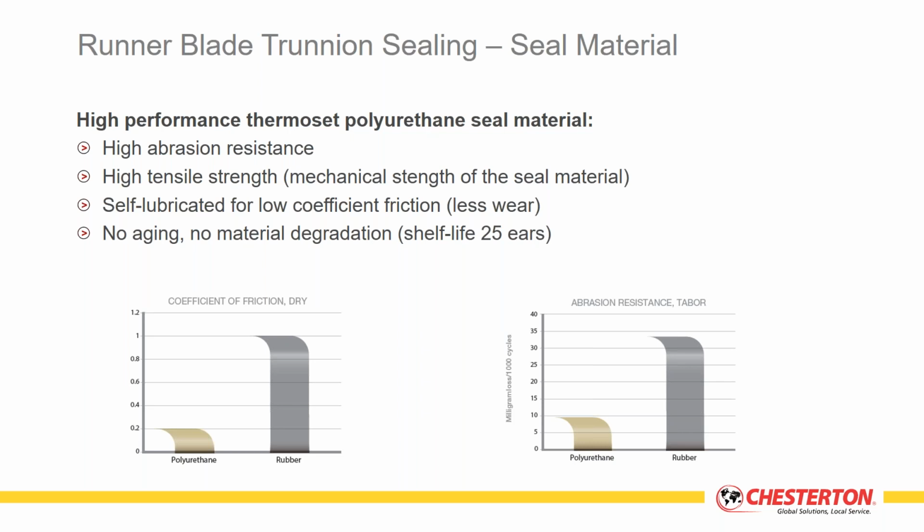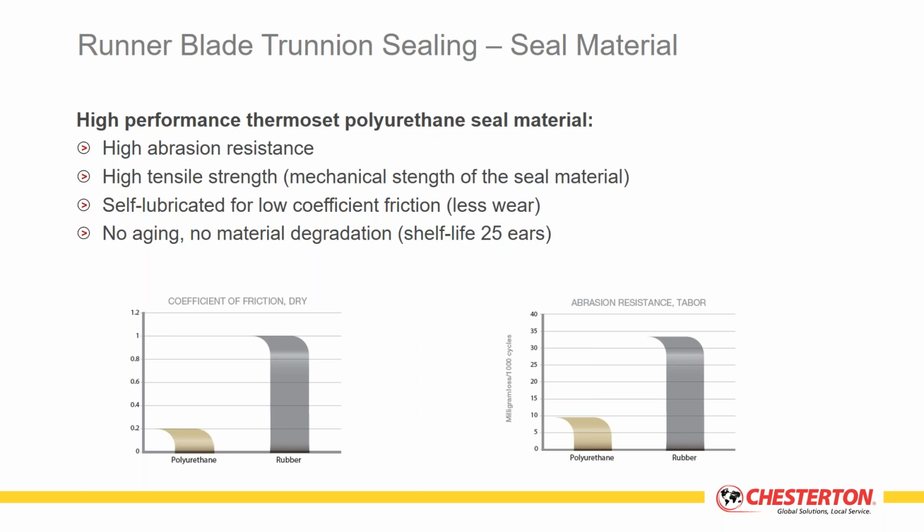A high performance thermoset polyurethane material is going to help improve the lifetime of the seals, because such thermoset polyurethanes have extremely high abrasion resistance. There is a high tensile strength, which is going to provide the mechanical strength of the seal material itself, and it is a self-lubricated material with a low coefficient of friction. If the friction is low, then the wear is going to be low, with no aging and no material degradation, and even the shelf life of the seal material is something like 25 years.